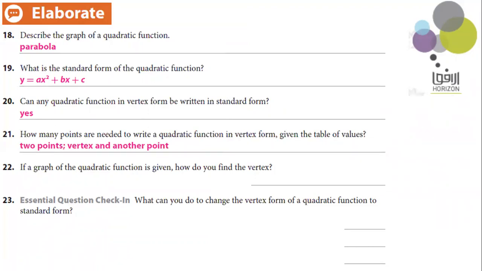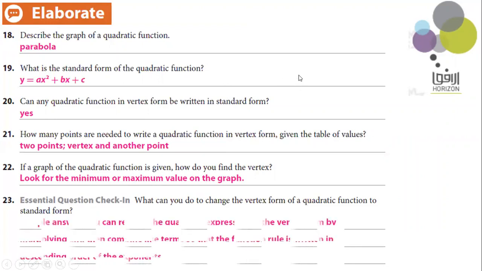If the graph of the quadratic function is given, how do you find the vertex? We have to look for the minimum or maximum value of the graph. If you get the minimum or maximum value of the graph, you can get the vertex. Okay? What can you do to change the vertex form function to standard form?